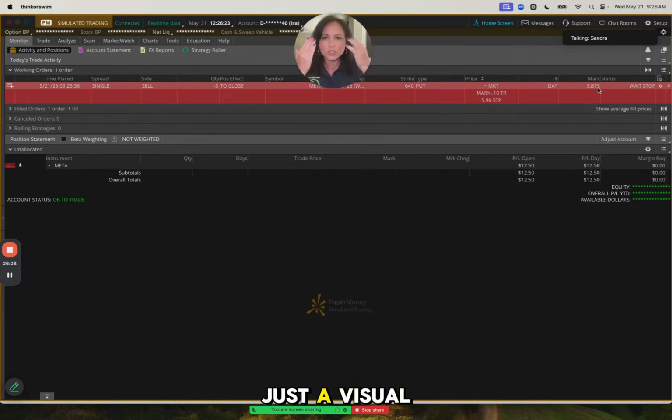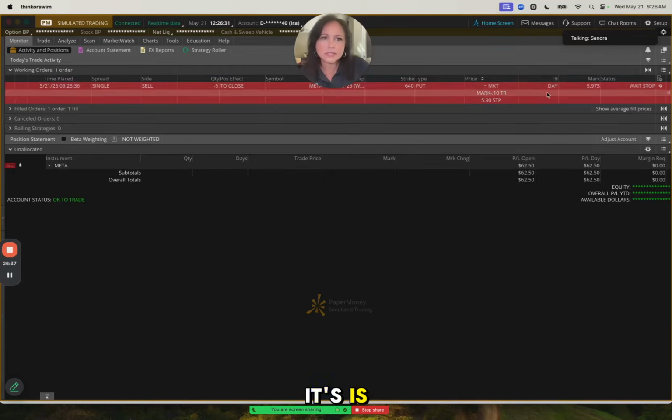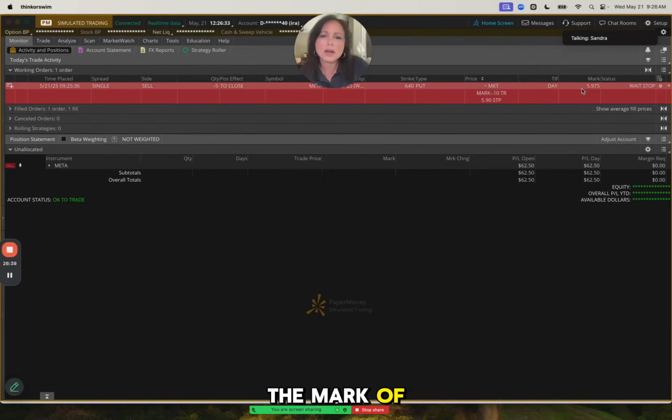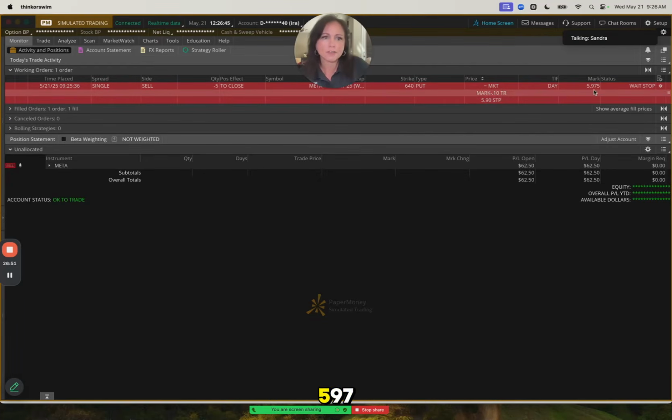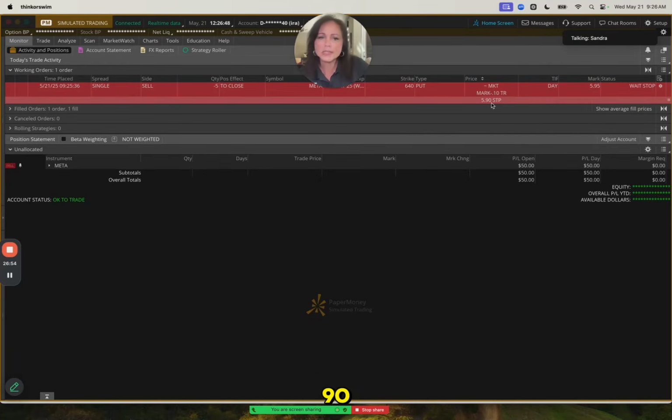Okay, so this is just a visual of how you can make sure the mark of your option contract is moving as it should because it's dynamic, but your stop has been calculated and shows you what that stop price is. So we're at 597.5, at 590, that's when it's going to get us out. If it continues to go up, the trail stop will go up with it. So let's get out of this one.